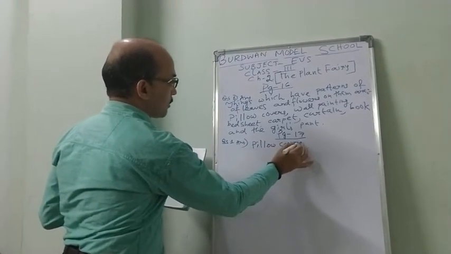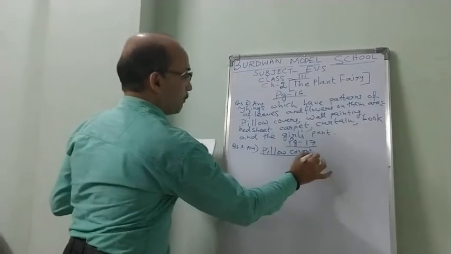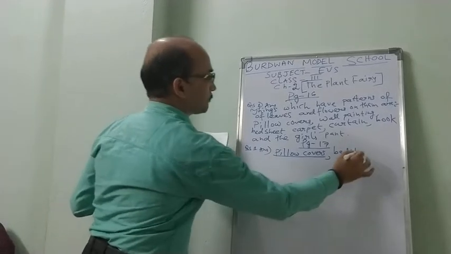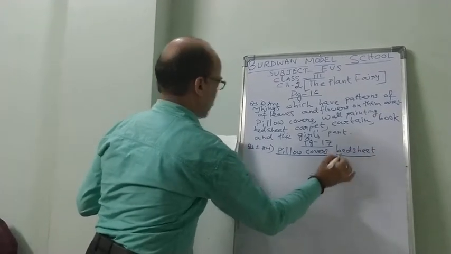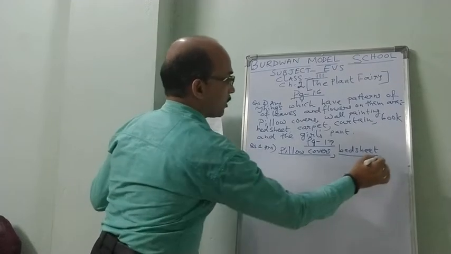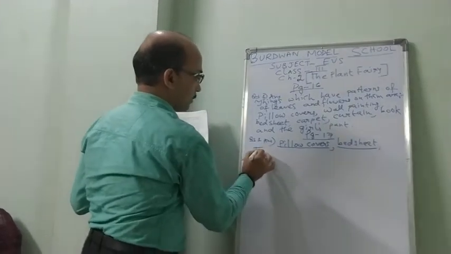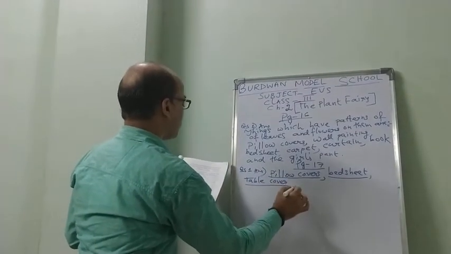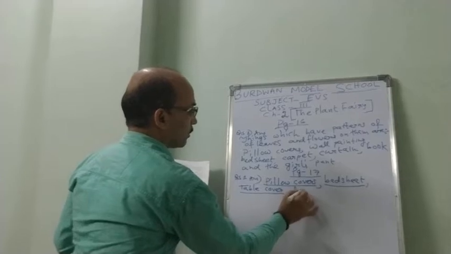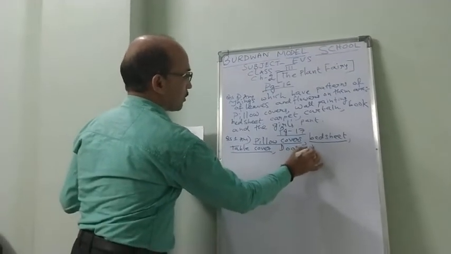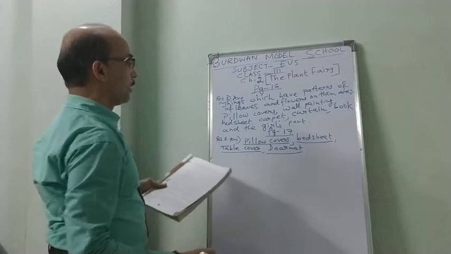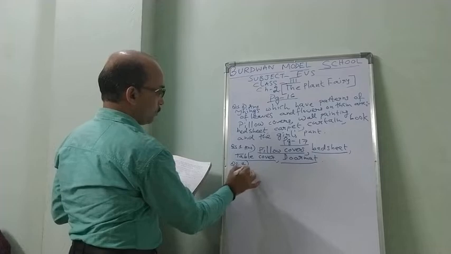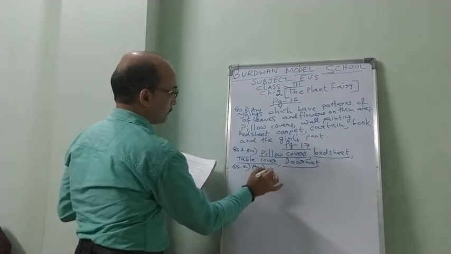Pillow covers, bed sheet, then table cover, then doormat. Then going to the next question. Question number 2. Answer.